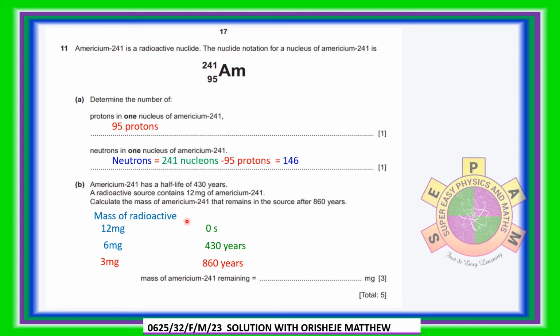So you have this from 0 to 430 years, that is the first half-life. 430 years plus another 430 years will give 860 years, the second half-life. And then the total mass that will be remaining will be 3 milligrams. So what is the mass that has decayed after two half-lives? Now you subtract 3 from 12 milligrams. So that will be 9 milligrams that have decayed.